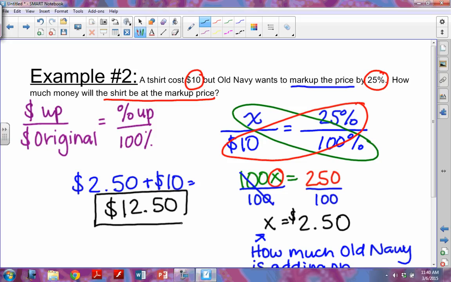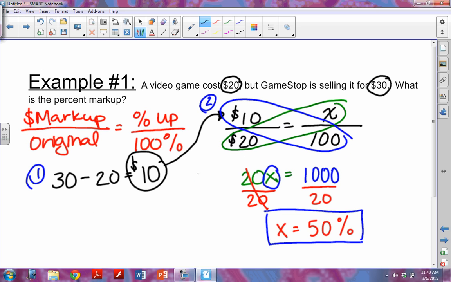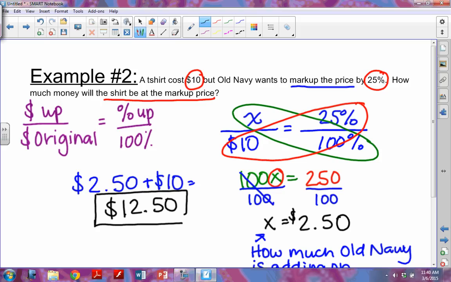So what you need to remember is, with these problems with markup, if they're both money, you have to subtract first. If they're money and a percent, you can automatically go up and just solve your proportion. And that's it.